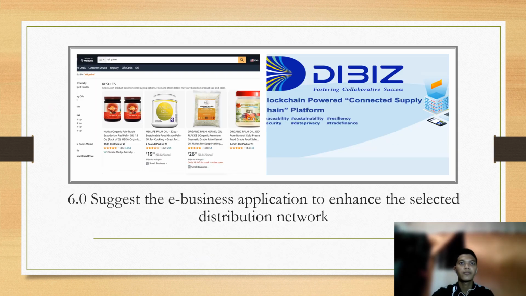Okay, next for 6.0, suggest the e-business application to enhance the selected distribution network. For the example above, we have Amazon and DBiz, which are the same, in that they provide the oil pump either to the consumer or to other manufacturing industries.